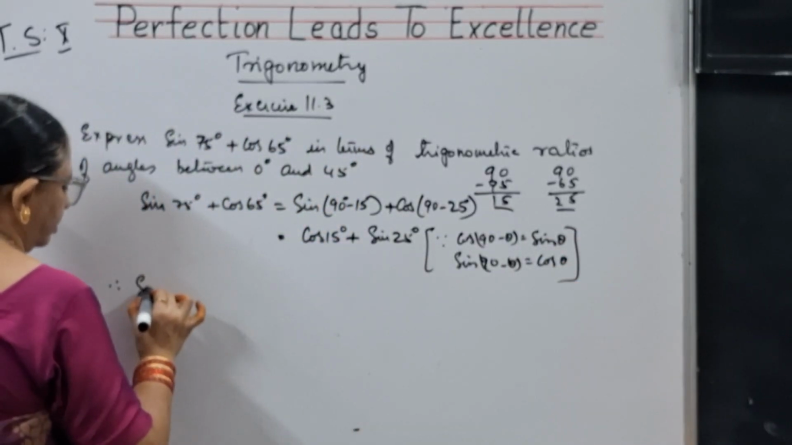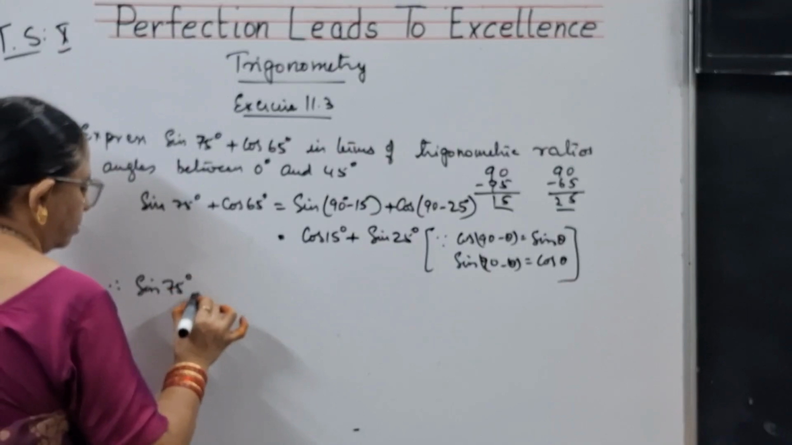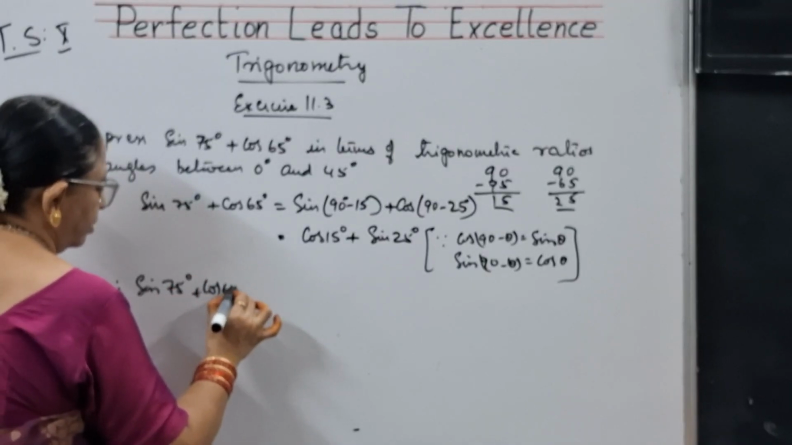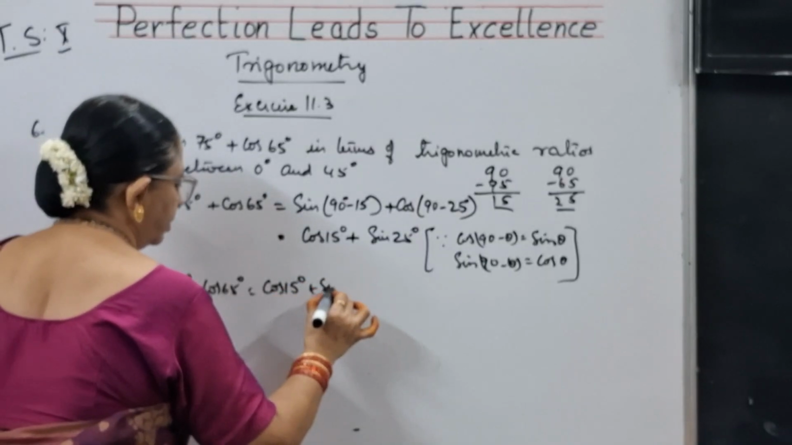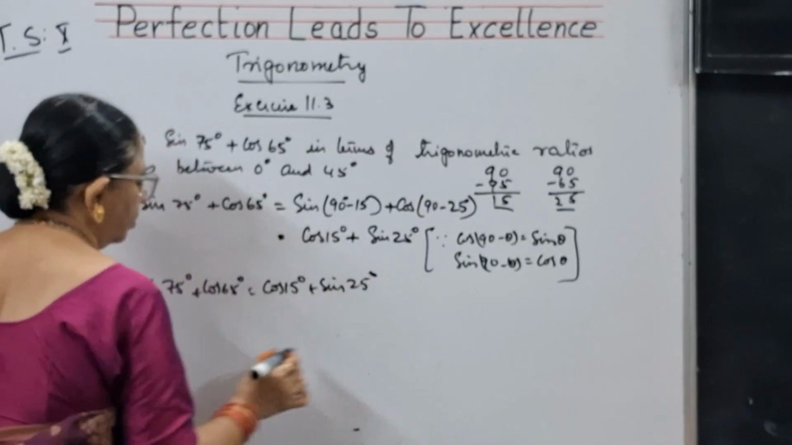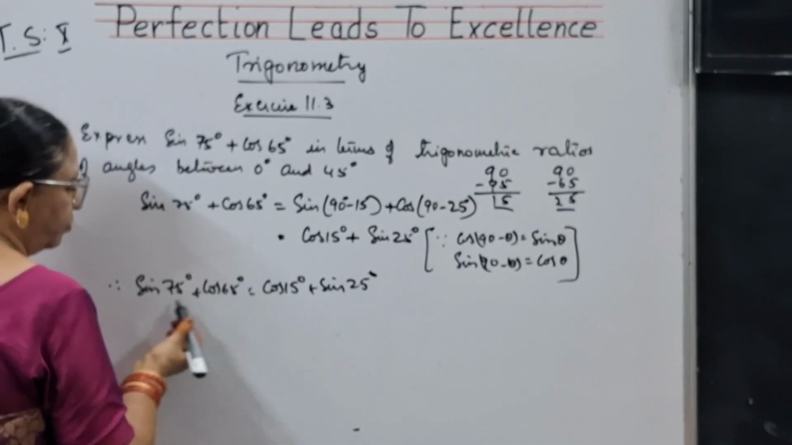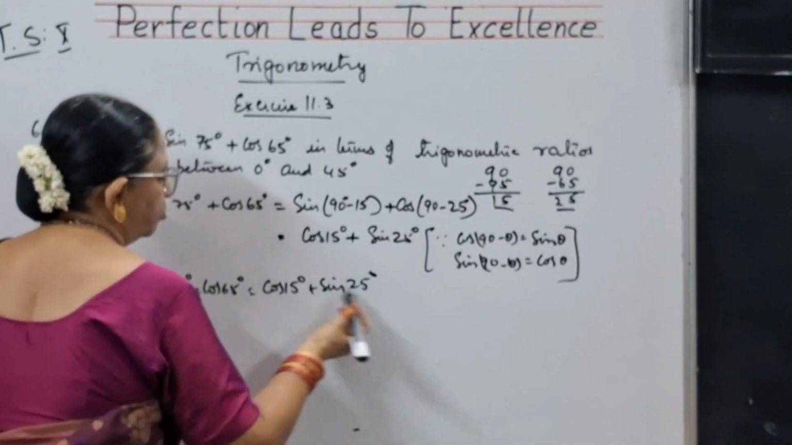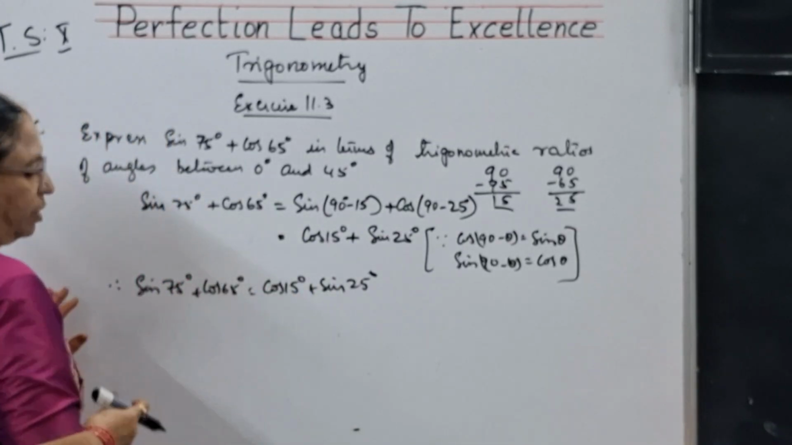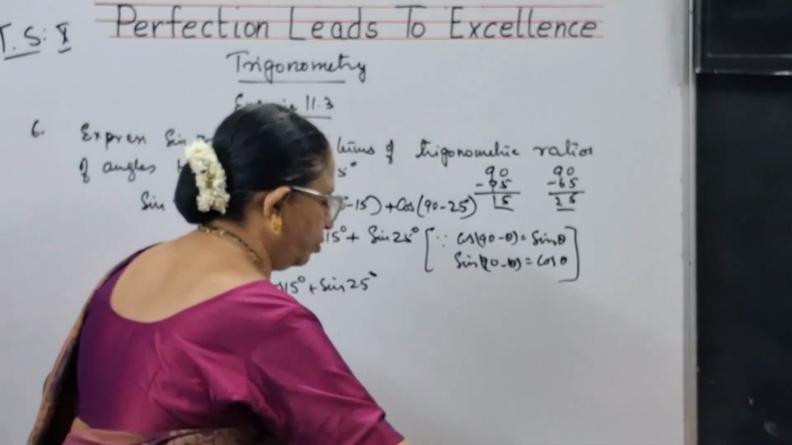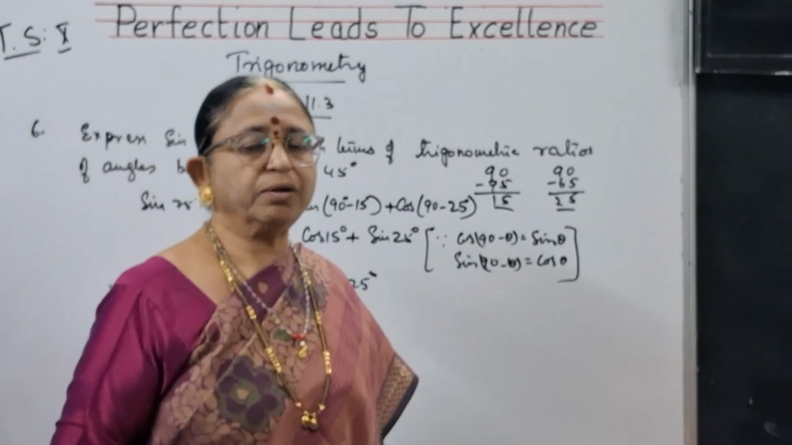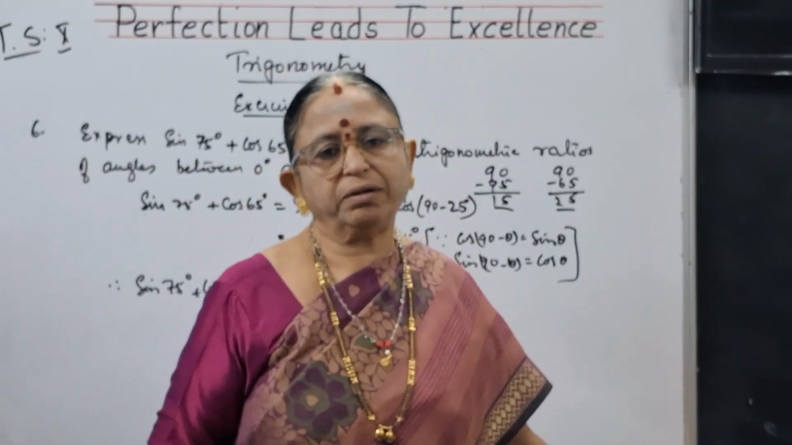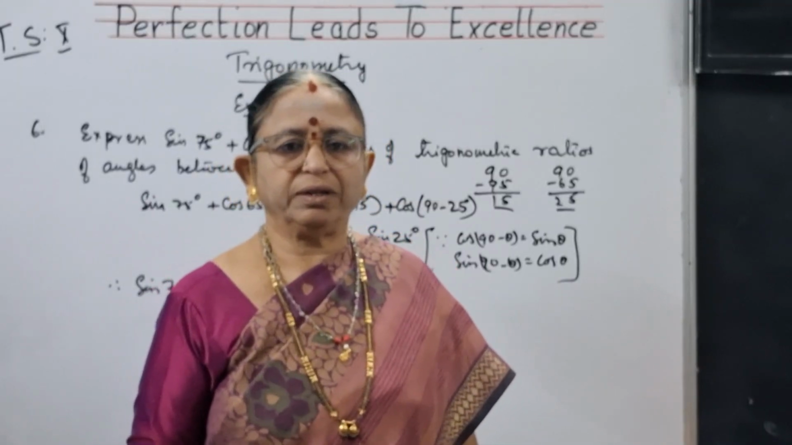So, we will be saying that sine 75 degrees plus cos 65 degrees is equal to cos 15 degrees plus sine 25 degrees. So what we have converted, above 45 degrees we have converted into below 45 degrees. This is what they have asked, children. Please note it down. With this I am going to conclude my today's part, and the next topic I will be dealing in the next class.